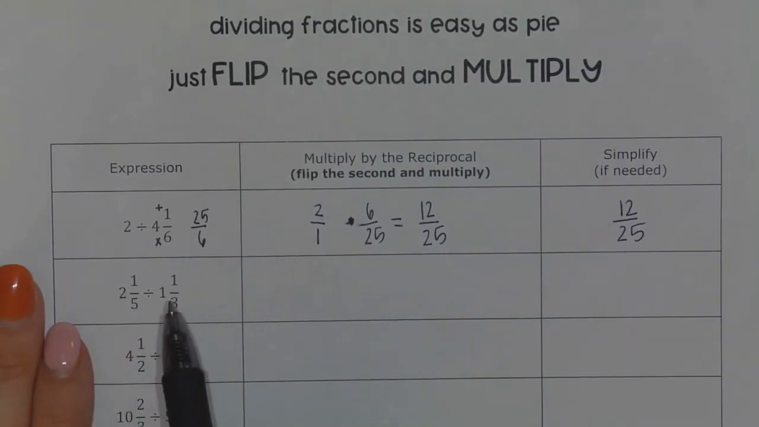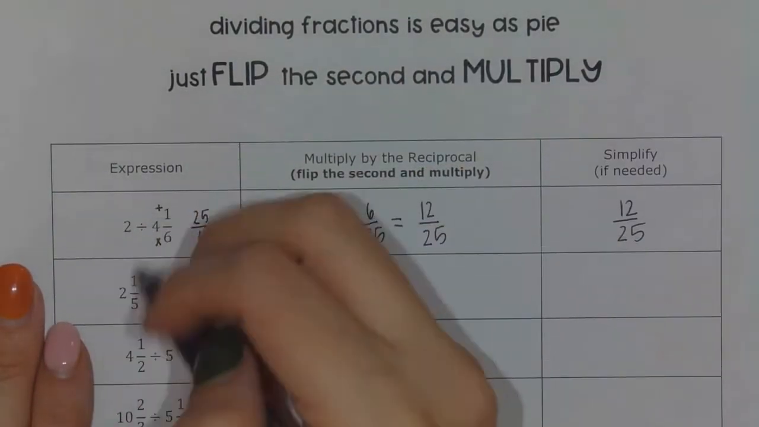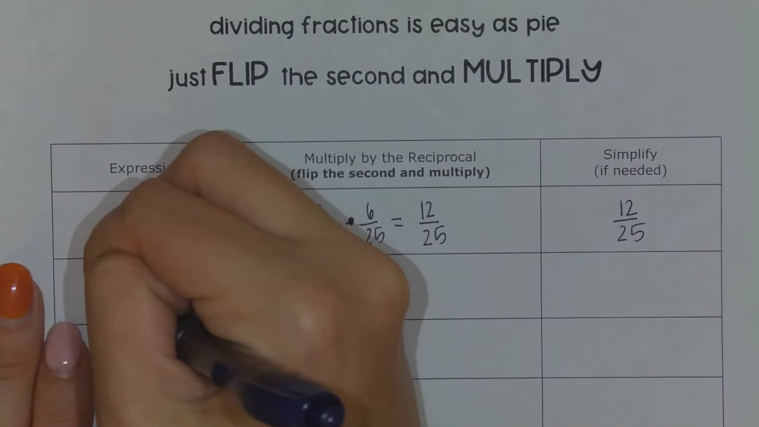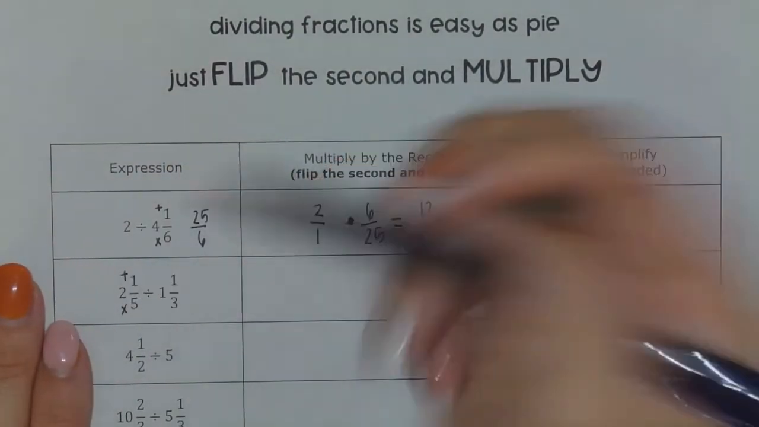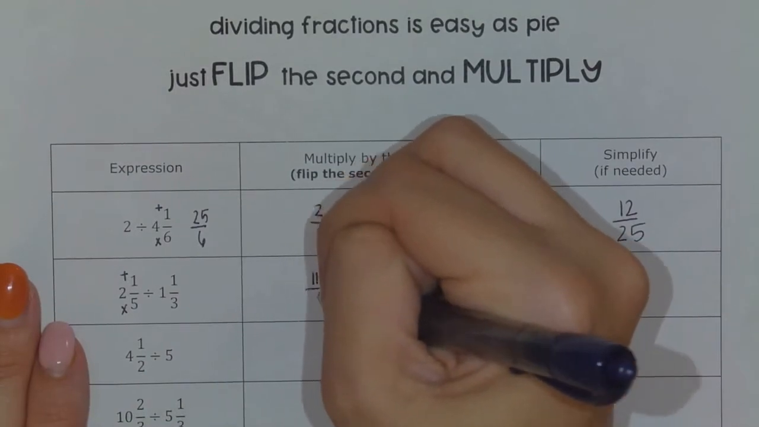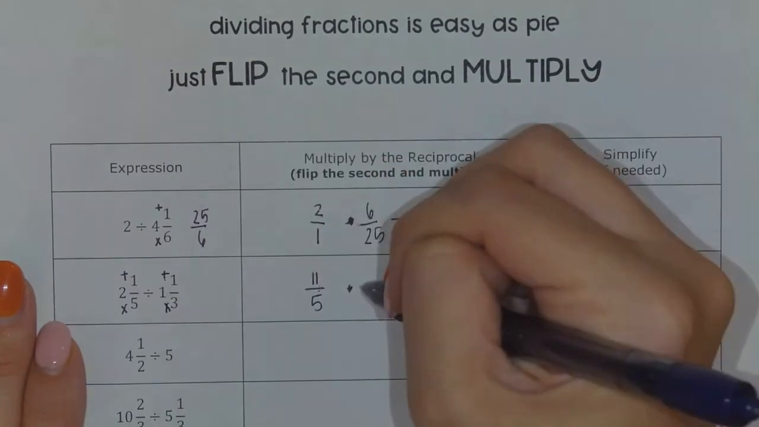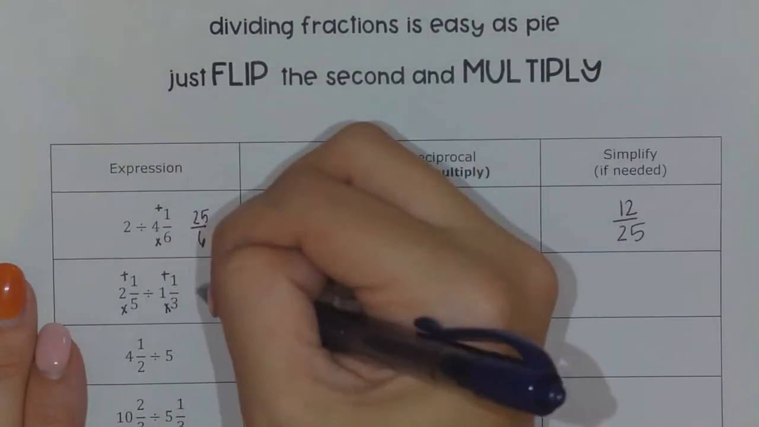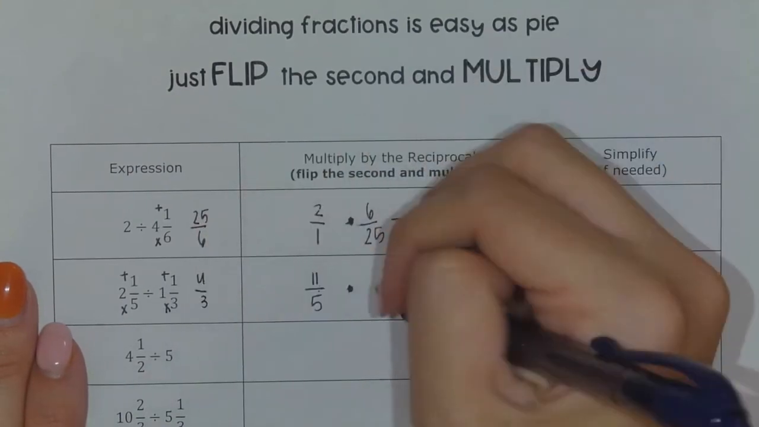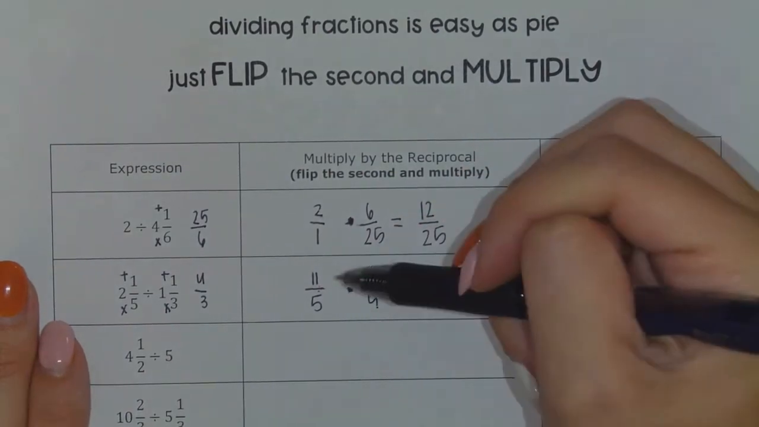2 and 1/5 divided by 1 and 1/3. Again, I'm going to leave that first fraction the same, but since it's a mixed number, I've got to turn it into an improper fraction. So 5 times 2 would give me 10, plus 1 more gives me 11 fifths, times, I have to find what this is as an improper fraction. 3 times 1 gives me 3, plus 1 more gives me 4 over 3. So the reciprocal, or flipped, would be 3/4.